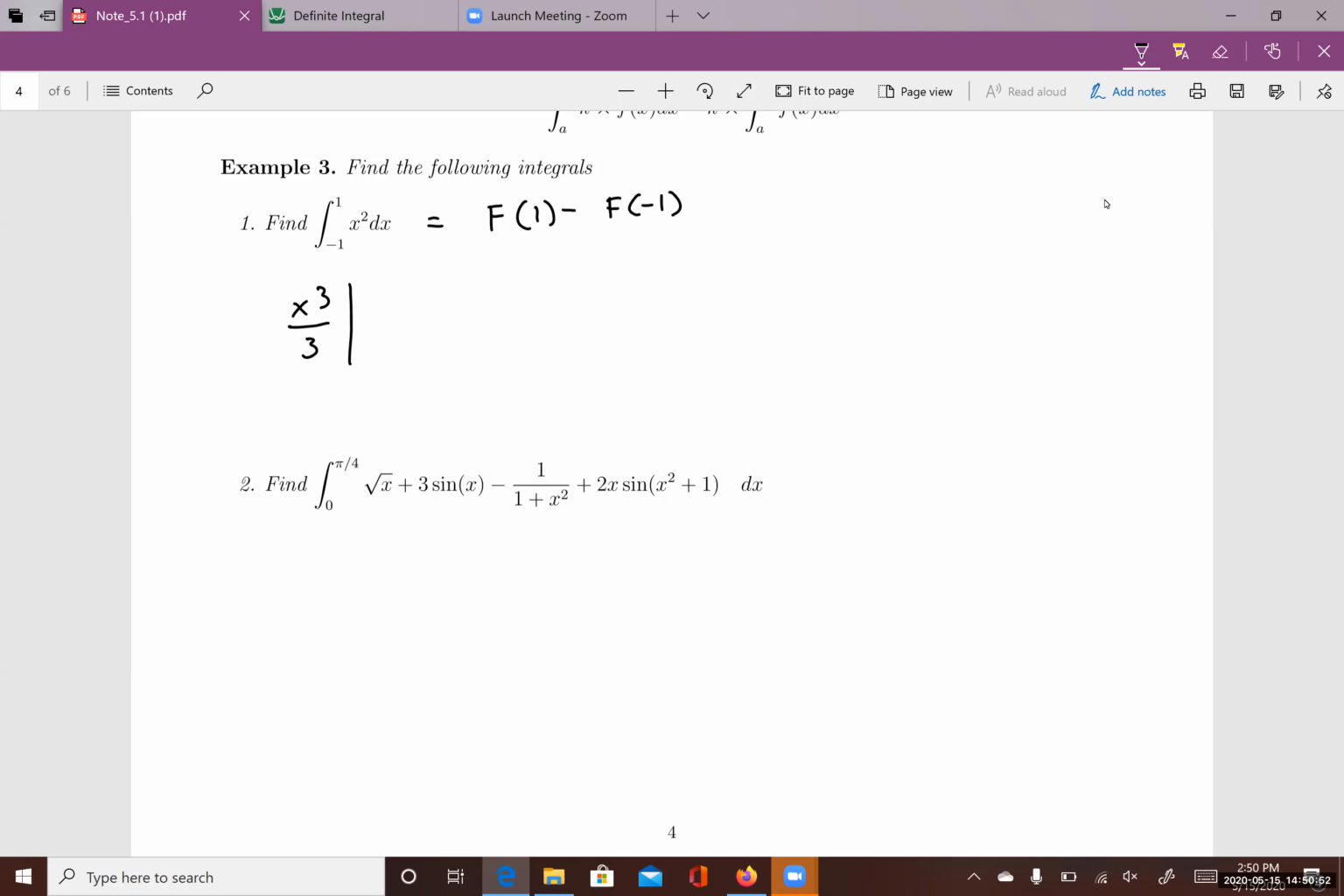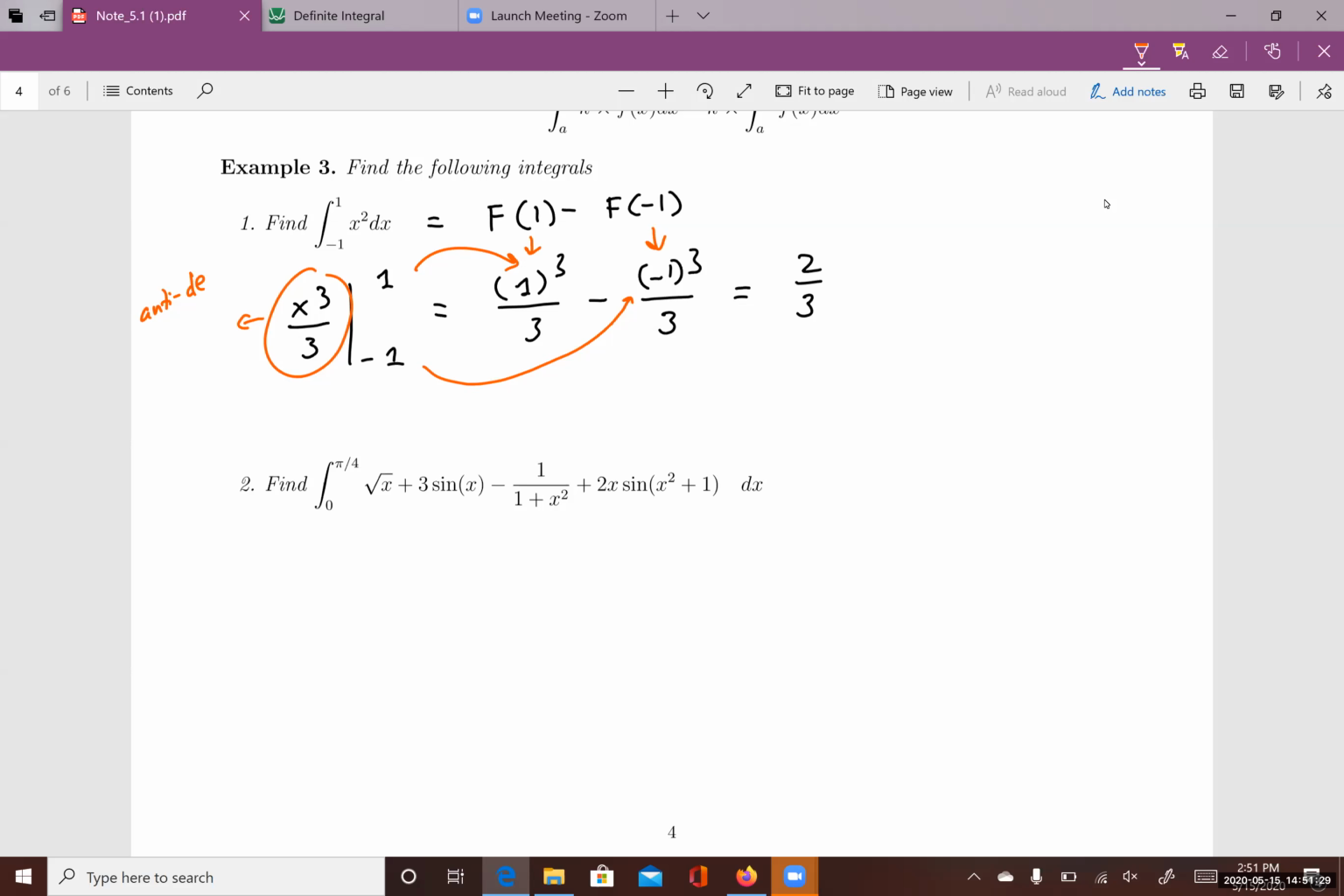And then you integrate it from -1 to 1. Then you just need to plug 1 into the antiderivative function minus -1, cubed over 3. And then you will have 1/3 plus 1/3, which is 2 over 3. All right, so this is big F of 1, right? And this is big F of -1. And this is the antiderivative of x squared.